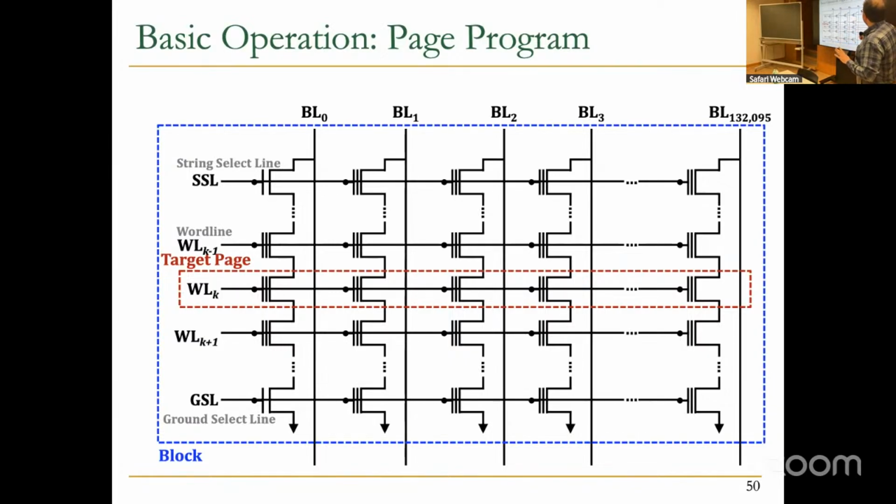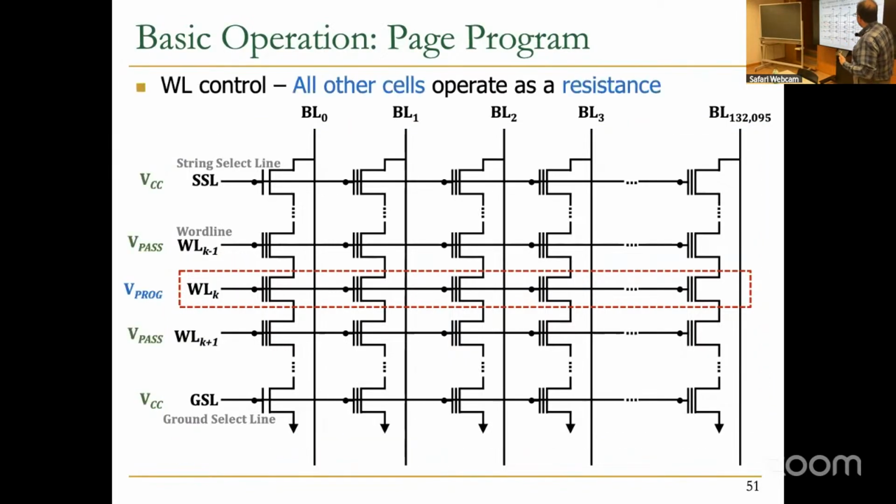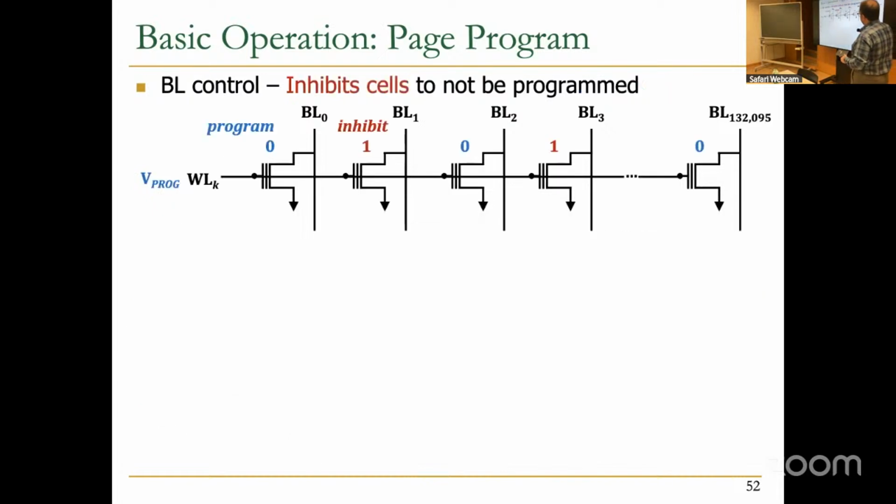So, basic programming. We want to program a page. We are considering SLC here just to give you the idea. So I want to program this page. We need to apply Vprogram, and to the other cells, as we discussed, we apply Vpass, and these two should be on to connect this NAND string to the bit line.